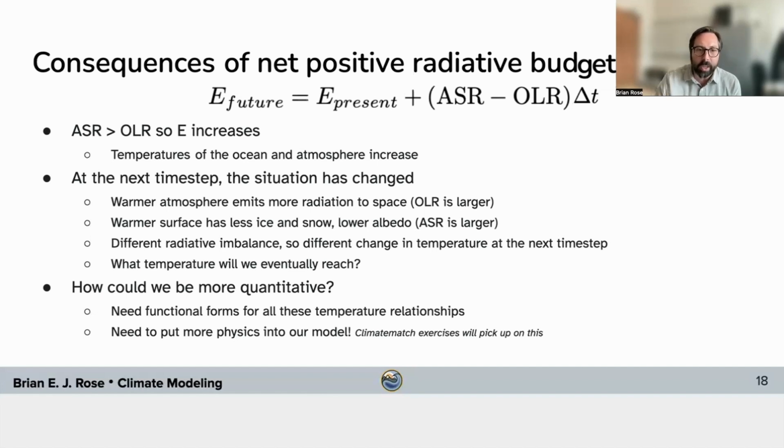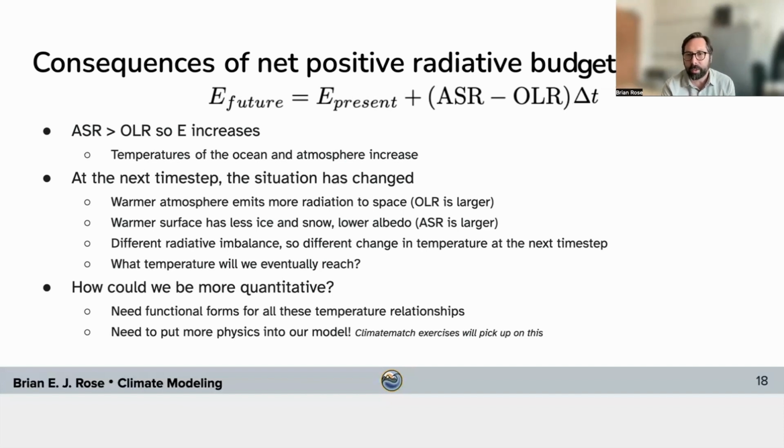If I wanted to take a second time step, then now the situation has changed, and I would basically need to recompute all of the terms in that equation, right? Because the warmer atmosphere is now emitting more radiation to space, so OLR is larger. Perhaps there's less ice and snow, a lower albedo, and so ASR is also larger. So the imbalance between those two terms might have changed. And so the change in temperature I will get at the next time step would have to be a little bit different. So I'd like to ask, where does this go eventually? Does the temperature stabilize at some stable equilibrium value?